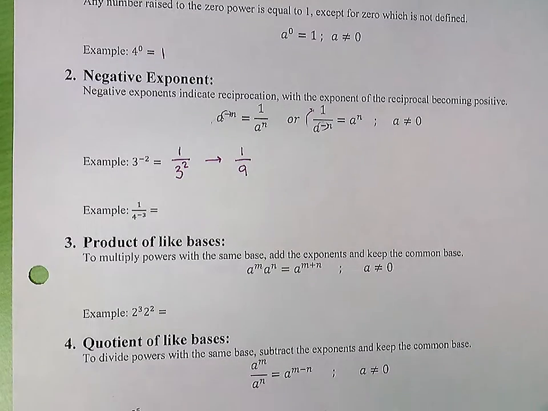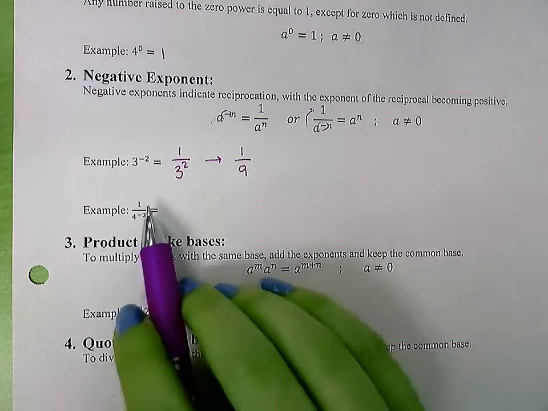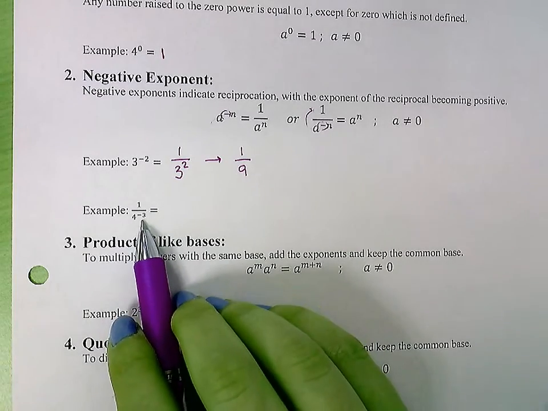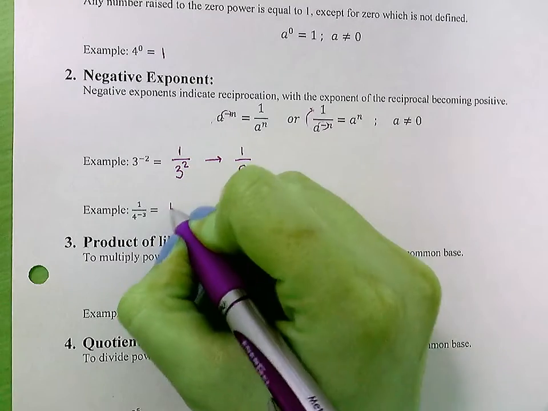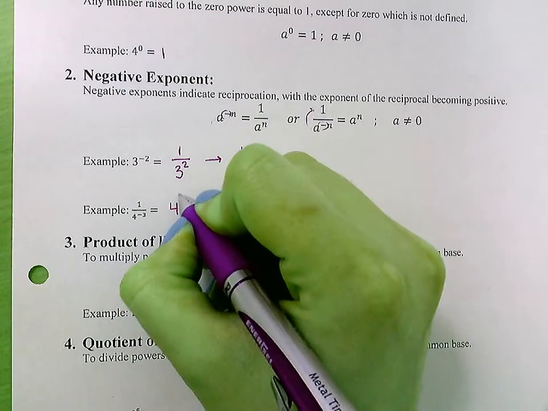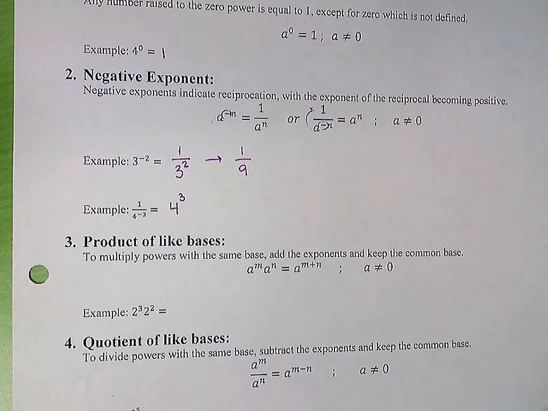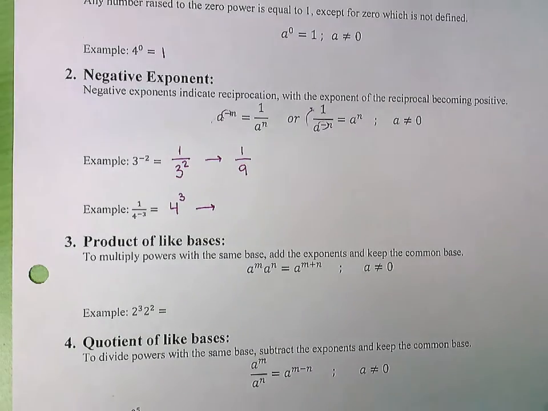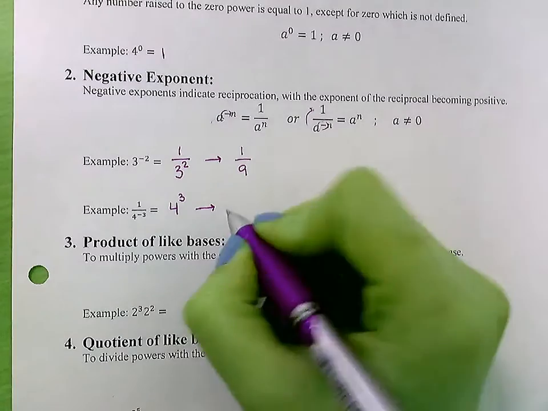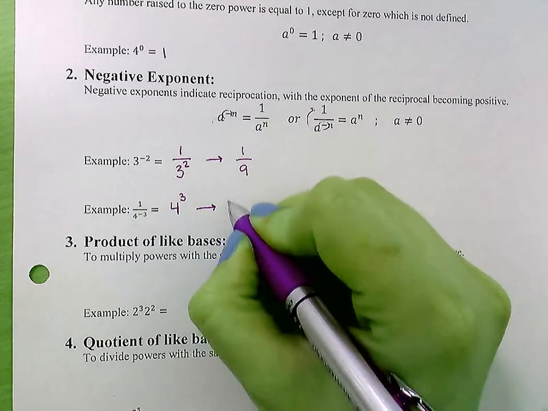My second example for this property is if I have 1 over 4 raised to the negative 3. Again, that negative means reciprocation, so I need to flip it to the numerator. Once I flip it to the numerator, the negative goes away. But you still have that 3 as your exponent. So now I have 4 raised to the power of 3. So 4 cubed is 64.